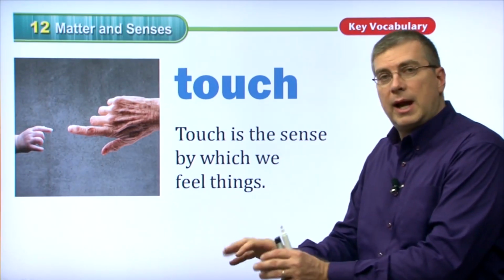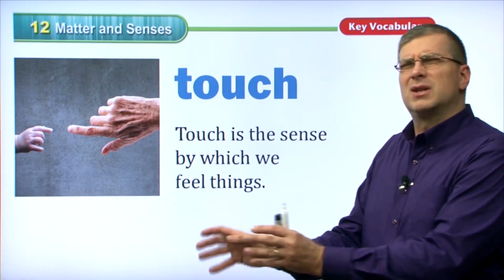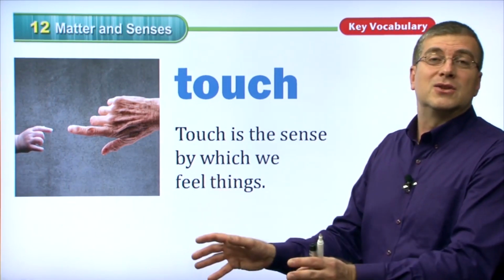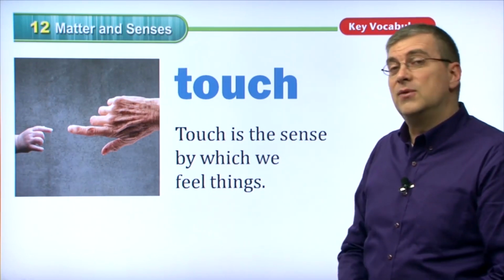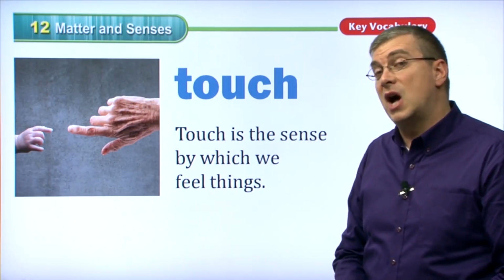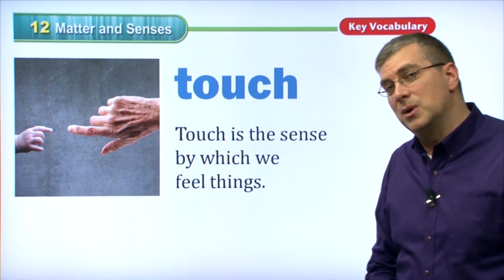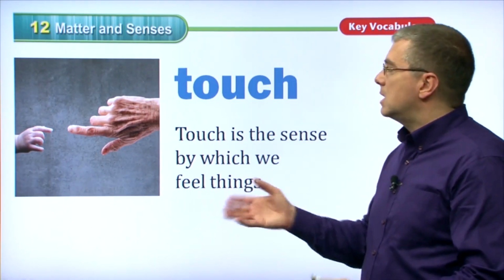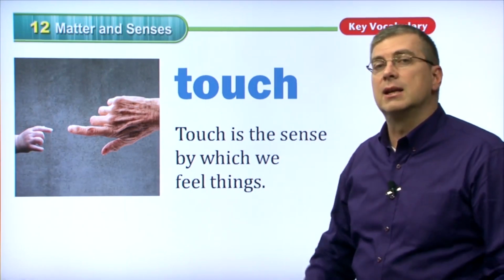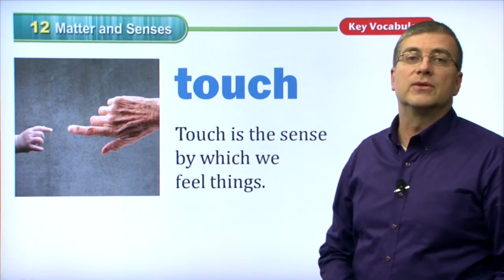You feel something with your hands to figure out what is it, especially if the lights are out. There's no light or you can't see. Then you use your hands to feel something. If you want to know if the water is hot or cold, you can touch it with your toes, right? Then you can figure out if it's hot or cold. So we use our whole body, our skin, to use the sense of touch.